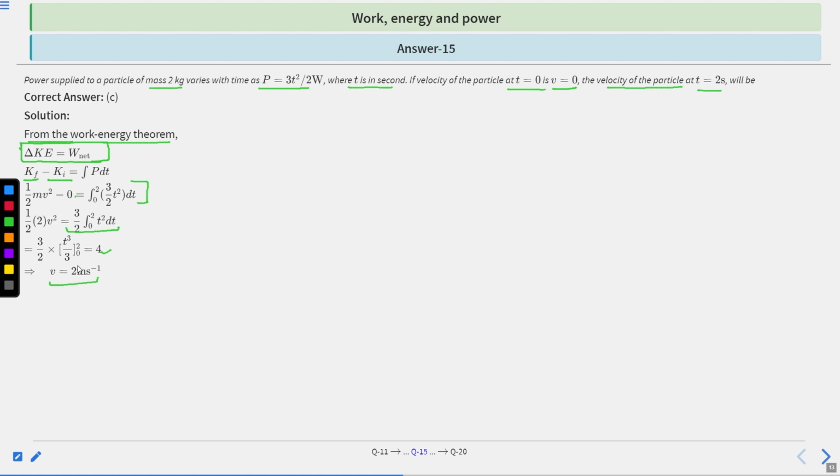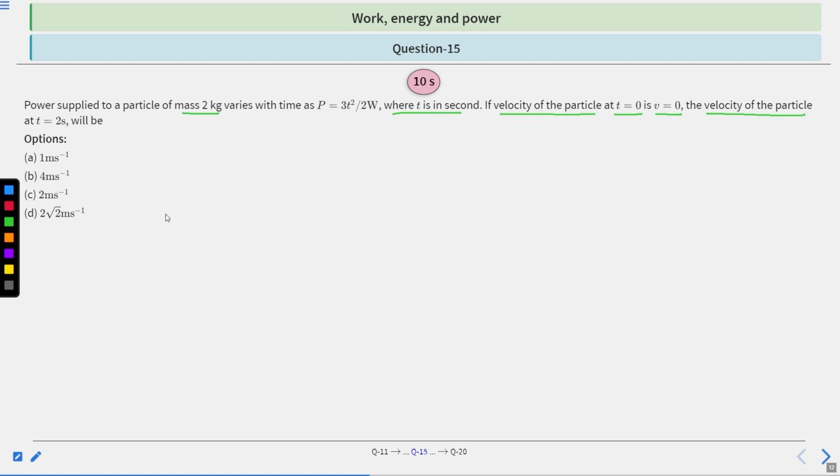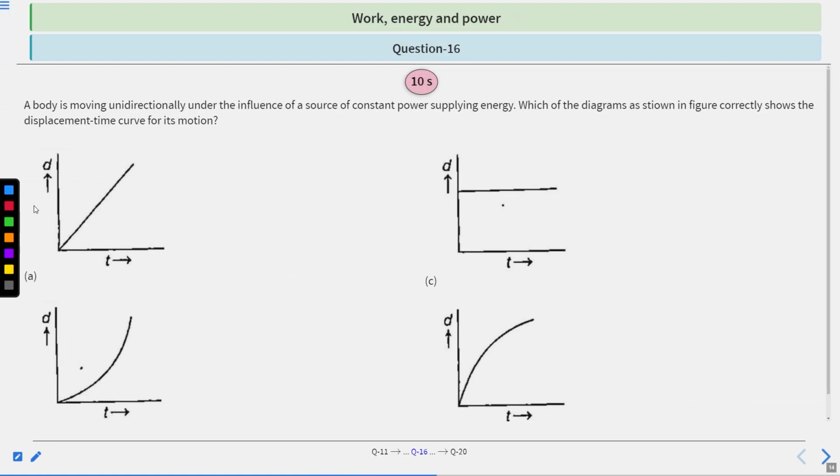Clear? V equal to 2 meter per second. So the correct answer is C. C is the correct answer. Clear? 2 meter per second. Clear? Next question. Question 16.